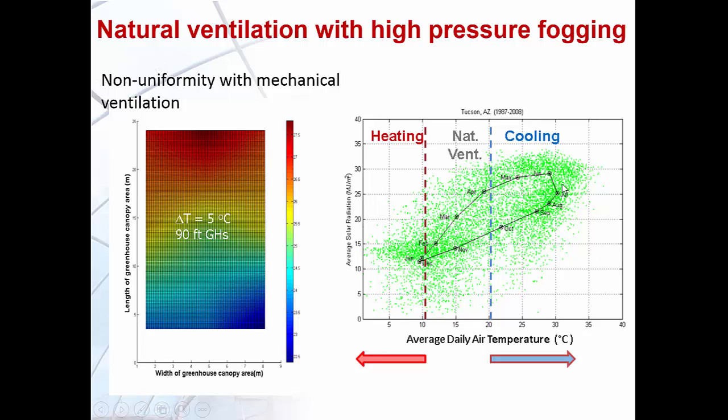As you can see on this graph, using the average solar radiation and average daily air temperature for the location, in this case Tucson, Arizona, which is located in a semi-arid climate, you can see that we have to use mechanical ventilation with evaporative cooling for the majority of the year to maintain desired climate in the greenhouse for plant productivity. However, if you look at the region between the red and blue lines here, we can see that we can take advantage of natural ventilation to maintain greenhouse climate for certain times of the year.